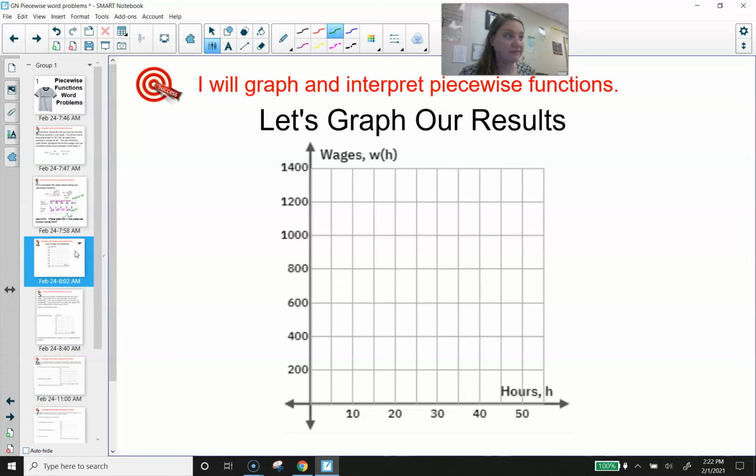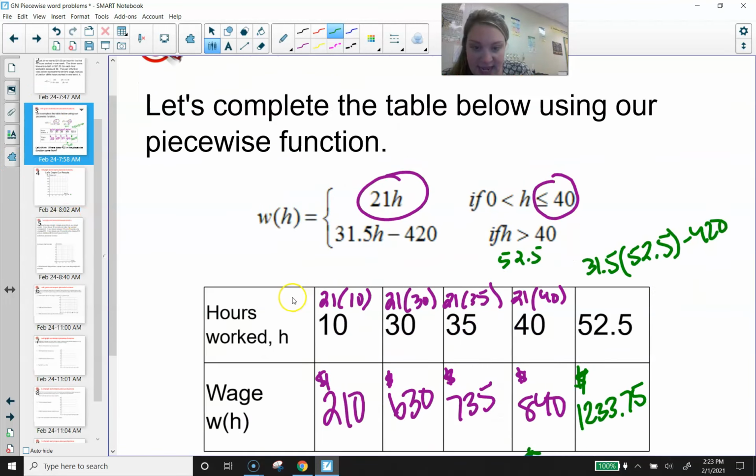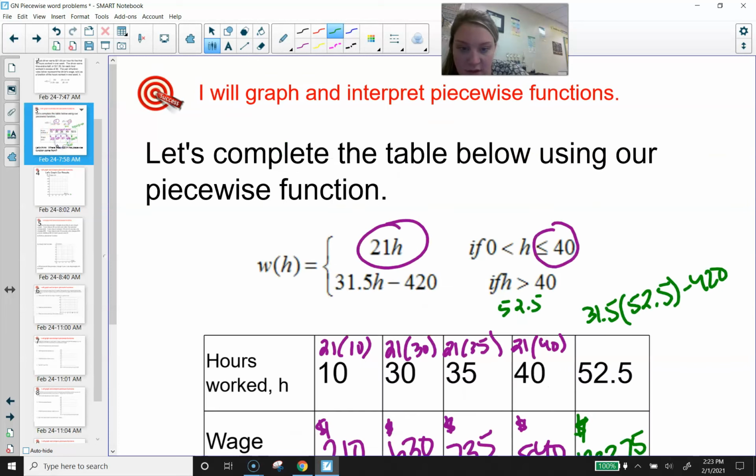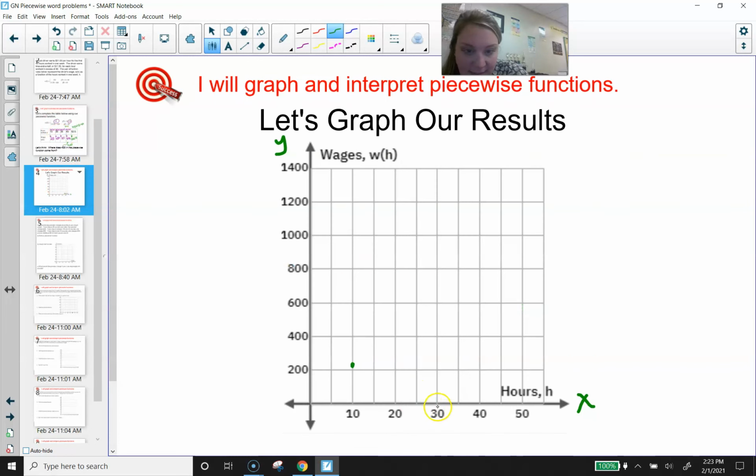Now we're going to graph. Okay. So we have our wages as my y's. We have hours over here for my x-axis. Okay. And we're going to plot those points that we just had. So we have 10 and 210. So about right here. We have 30 and 630. It's about right here, right? Ish.